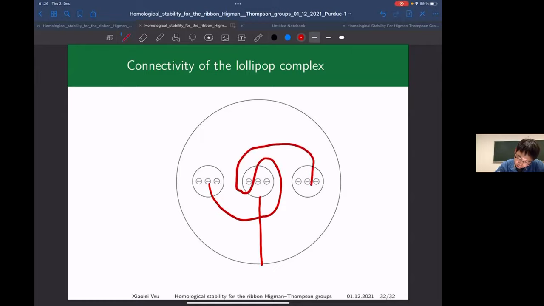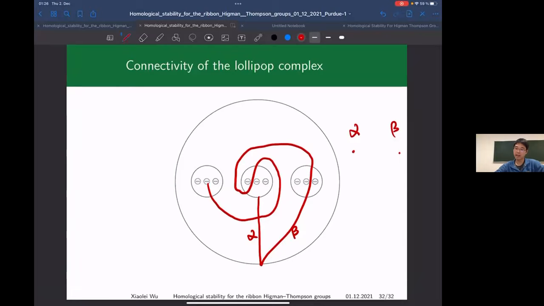Okay, so this will be my alpha. This will be my beta. I want to show alpha and beta are connected, right? So these are two vertices. So the first step is I want to modify alpha.